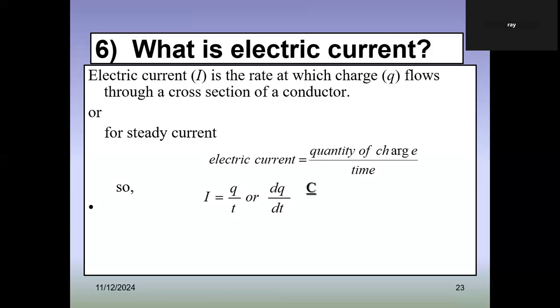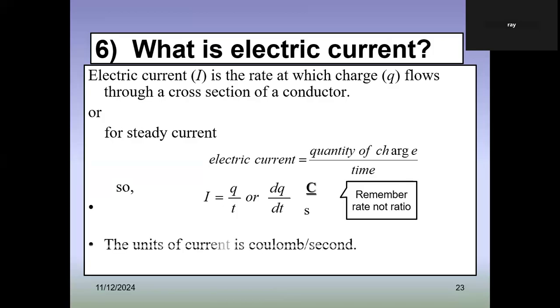Charge is measured in coulomb, time in second. Remember, it's a rate, not a ratio. So the unit of current is coulomb per second, or we call it the ampere, capital A, to honor the scientists who did research in this area.